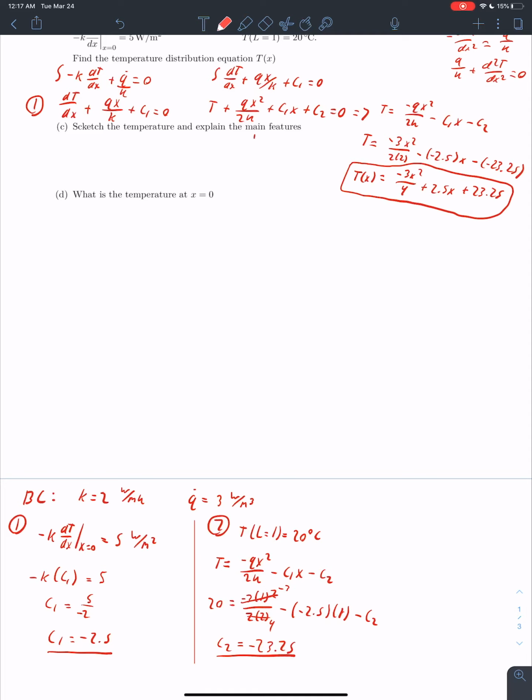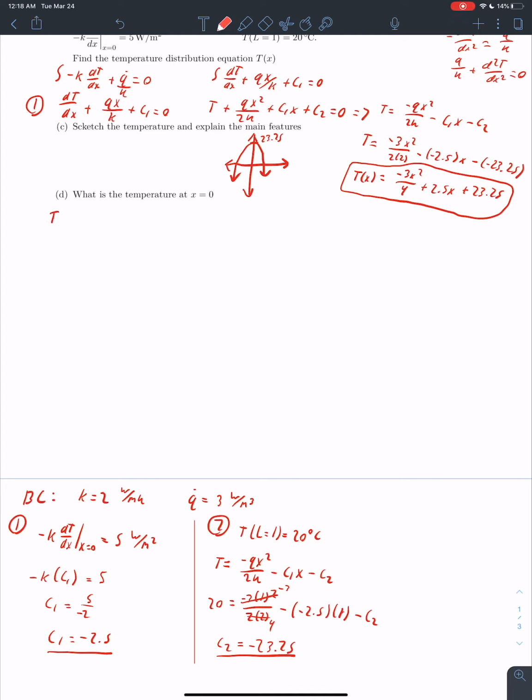If we were just going to do a rough sketch of that, we know that if x is equal to 0, then every term with x would cancel out, so that would just give you 23.25. And because the highest degree in this is squared, and that's a negative term, it would look something like this. So that's a rough sketch of what the graph of this would look like.